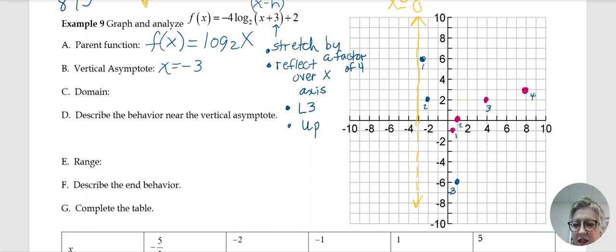So now reflect it, it goes down to negative 3. Stretch it by a factor of 4, goes down to negative 12. But then I have to go up 2, so it's going to be down here at negative 10, and then left 3, 1, 2, 3. So, whew.